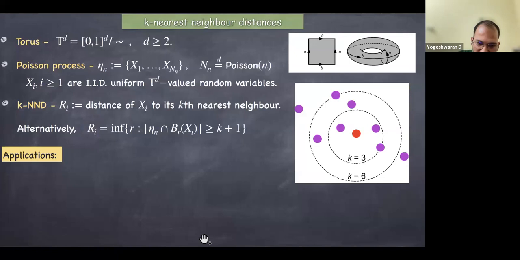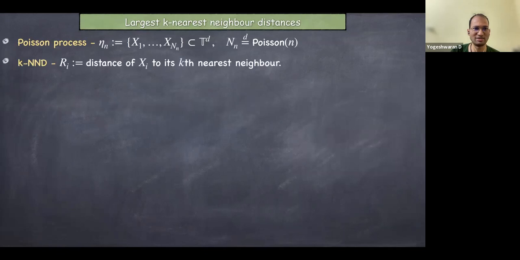I won't say much about the other applications, but this quasi-local statistic, as we call it, will appear a little later in the talk. So this is a very simple statistic of the data that comes up in many applications. Now, what are we going to do? I'll just recollect the Poisson process, nearest neighbor distance.